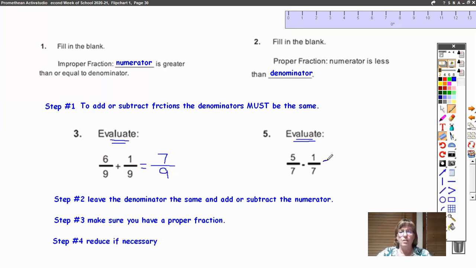The next one. So you'll have some pretty easy ones like that. We're going to be subtracting, and the rule is step 1, to add or subtract fractions, the denominators must be the same, and these denominators are the same. So we can go ahead and add and subtract them. Step number 2, leave the denominator the same, so it's 7, so we're going to leave them 7s, and then add or subtract the numerator. 5 minus 1 is 4. Make sure you have a proper fraction. This is proper. The numerator is less than the denominator. And step 4, reduce if necessary. And we cannot reduce this, so 4/7 is the correct answer.